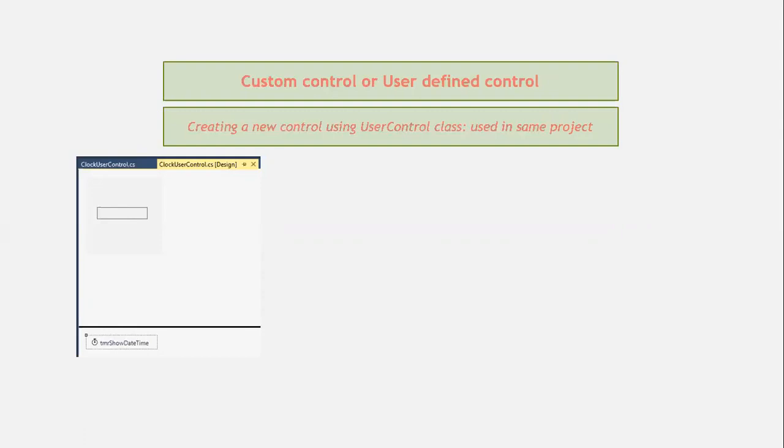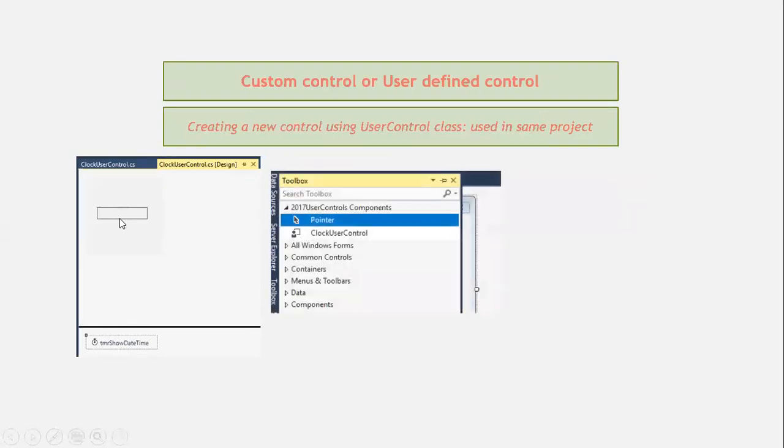Clear? This control is actually a combination of two controls, label and timer. I'll put the functionality of the timer control to display the date and time into the label. Whenever I drag and drop this control, the same functionality will be seen. After putting the functionality here and building the project, I'll be able to see the clock user control.